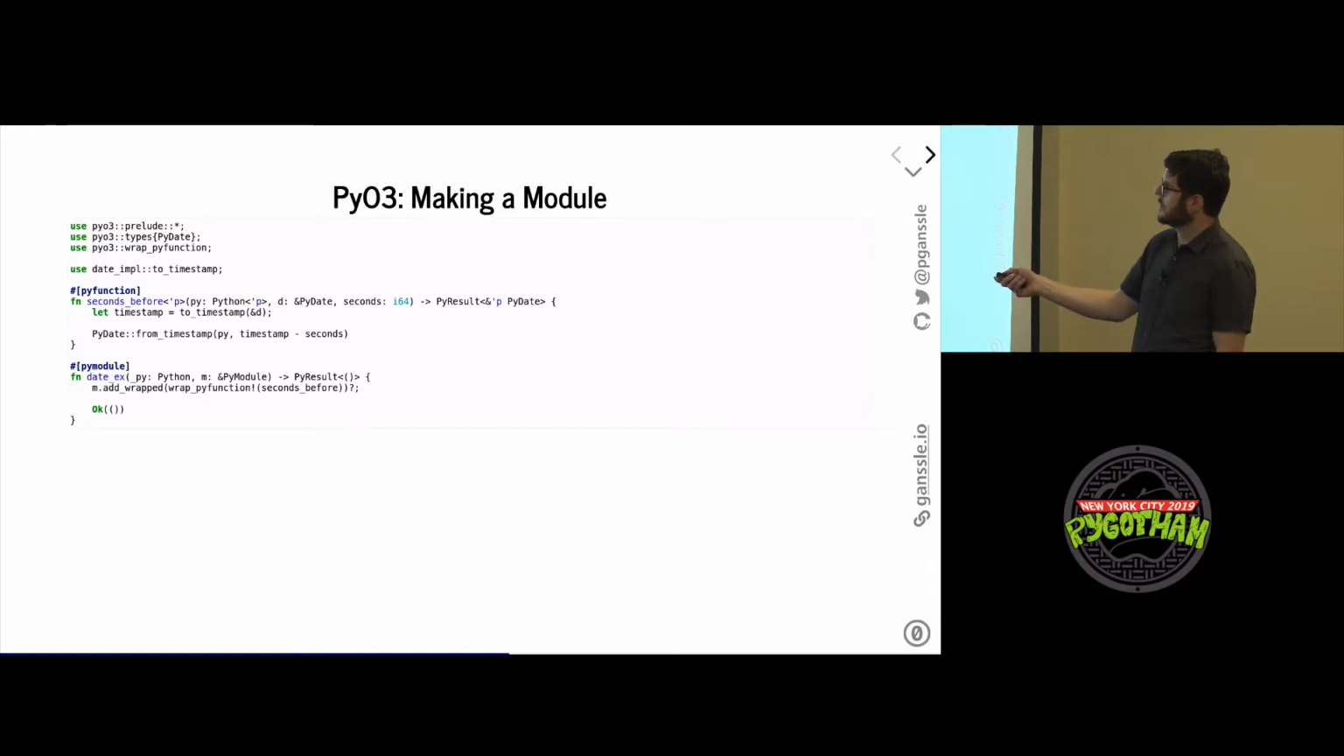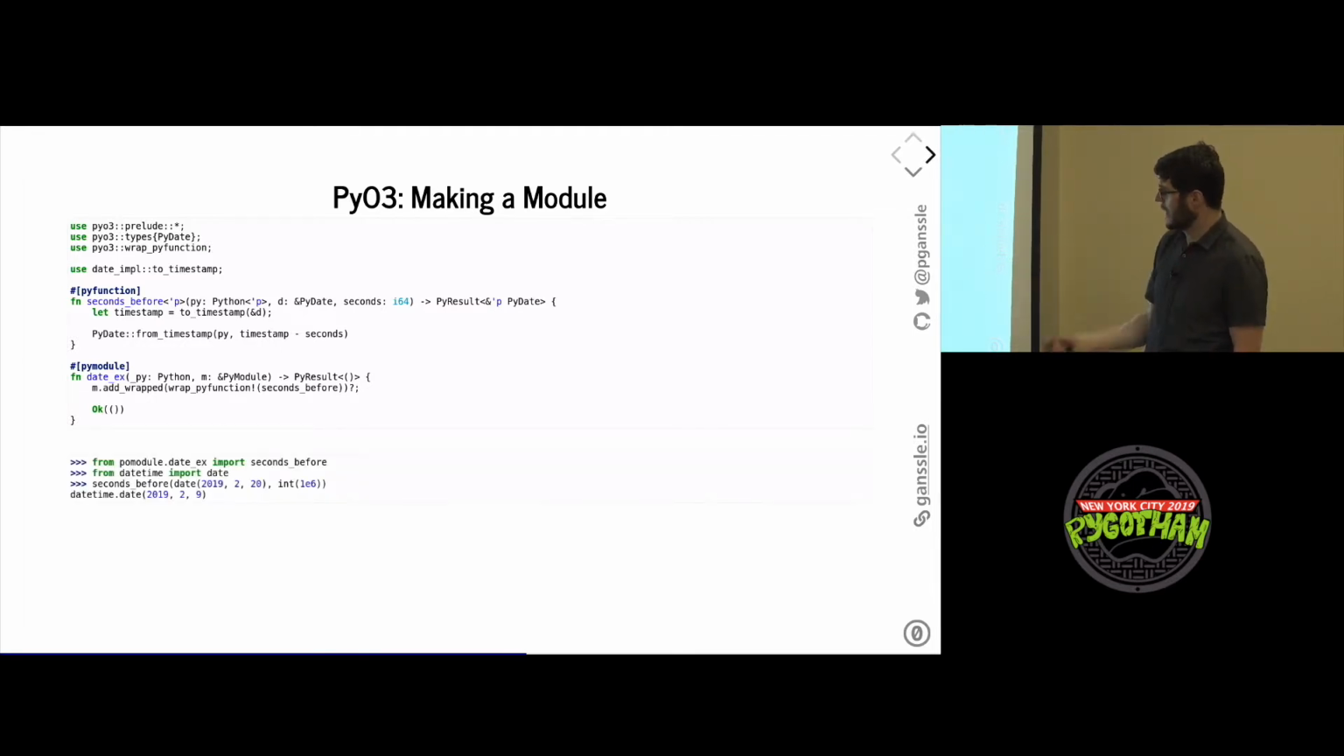So you have this pyfunction macro, and here I've written a function called seconds_before. It takes one of these PyDate objects and a number of seconds, and says, just give me the date that was this number of seconds before the date that you told me. It's like just subtract this number of seconds. Then I declare a module by putting in some initializer function, and then I add seconds_before. When I compile this and call it from Python, it has this module called dateex, and when I call seconds_before, it actually goes back and calculates the right number of seconds before.